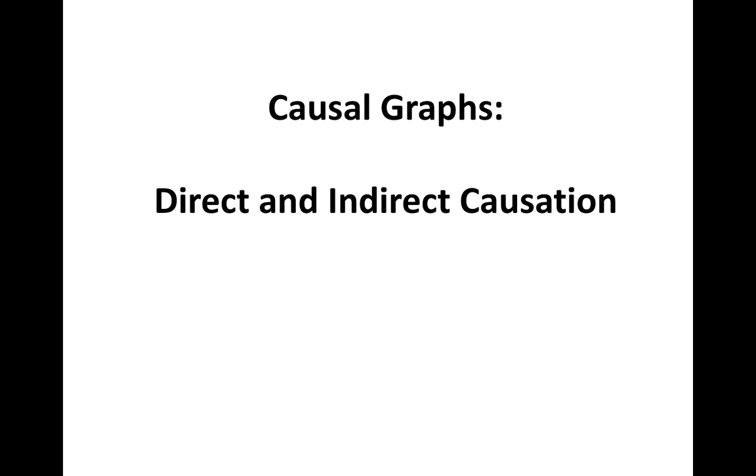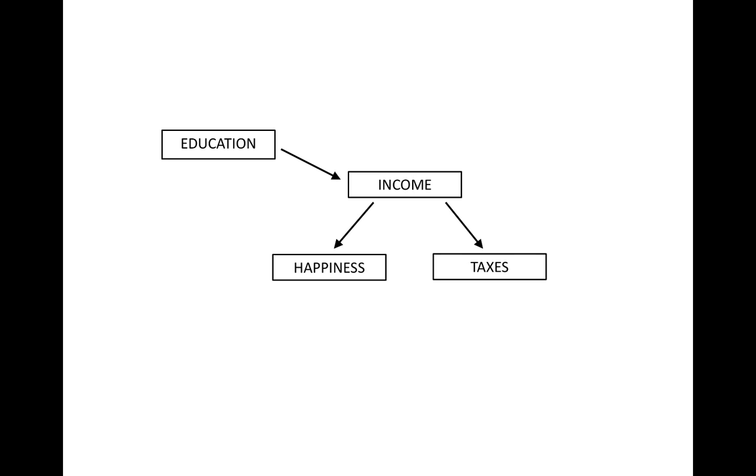This video examines how causal graphs represent direct and indirect causal relationships. Causal graphs use directed edges to represent direct relationships, and sequences of edges to represent indirect causal relationships. In this example, education is a direct cause of income, income is a direct cause of happiness, but education is not a direct cause of happiness.